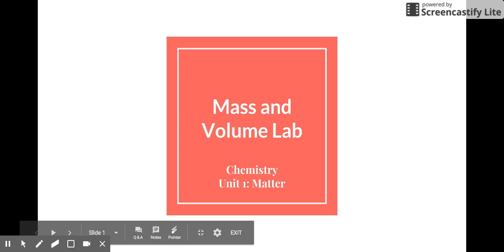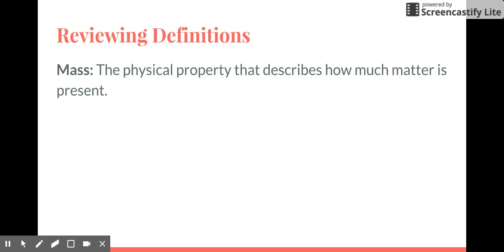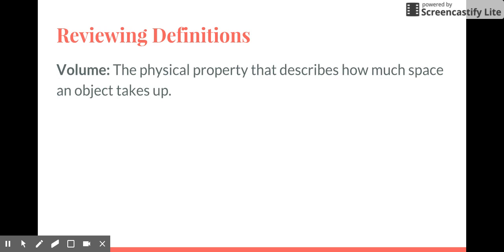This is the Mass and Volume Lab for Unit 1 in Chemistry. To review some things we've talked about previously, we defined mass as the physical property that describes how much matter is present, the amount of stuff that you're going to have in a particular sample. We defined volume as the physical property that describes how much space an object takes up.